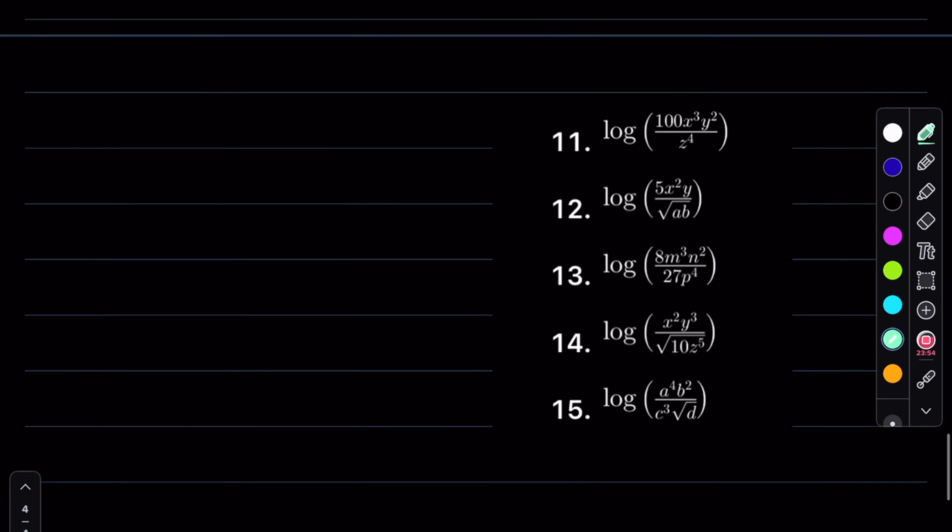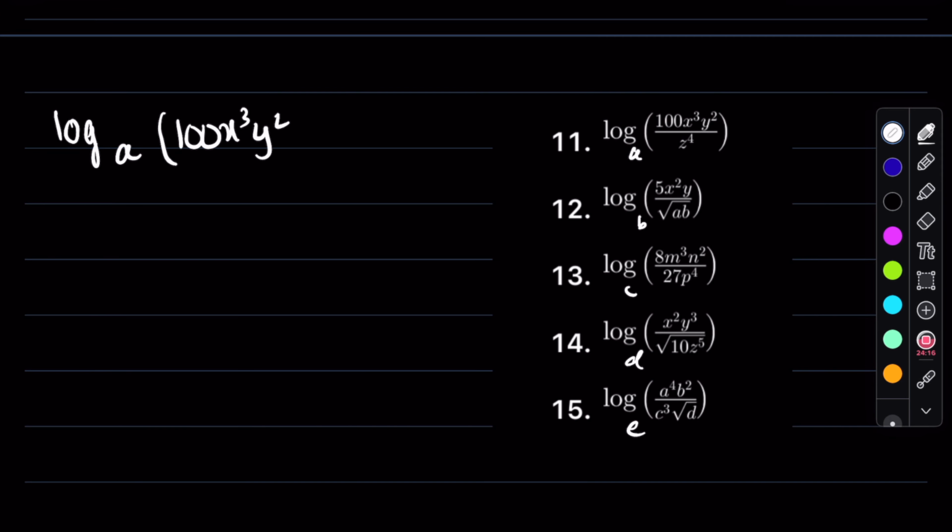Now let's take a look at some of these questions. Well, let's start with the first question. Log, well, just assume the base is a, b, c, d and e. Okay, so log with the base of a, 100 x cube y square divided by z raised to the power of 4. Now how will we solve this question?